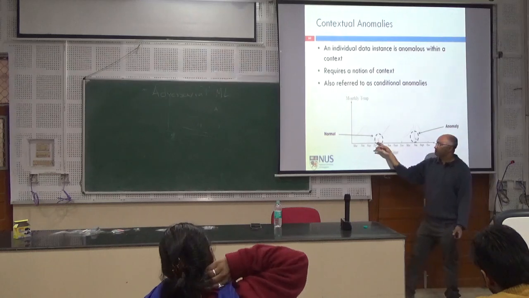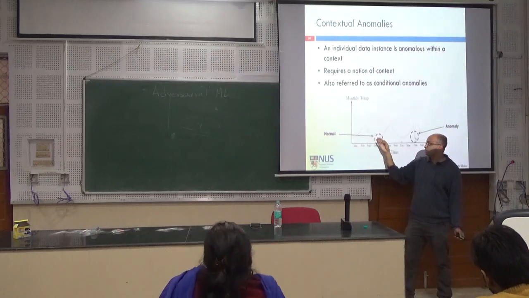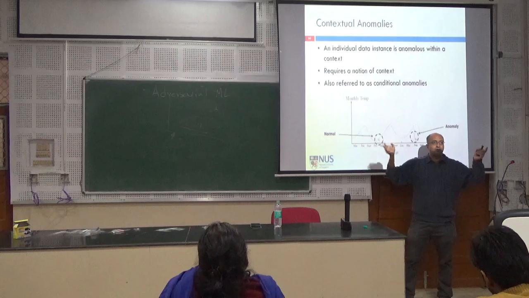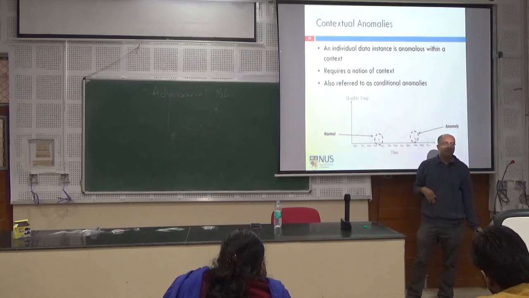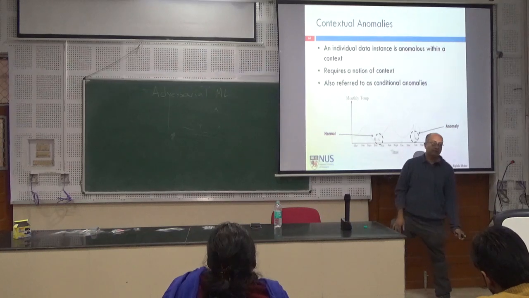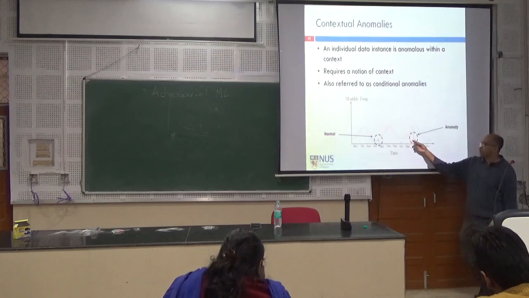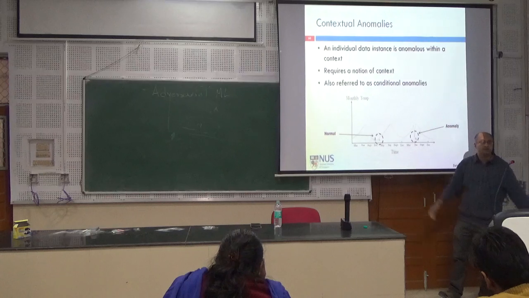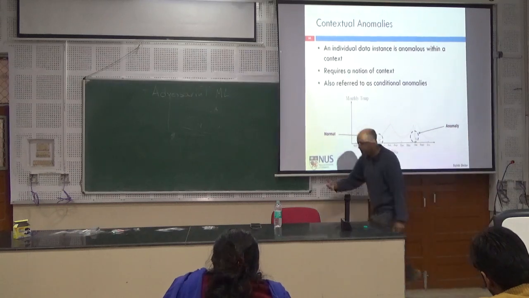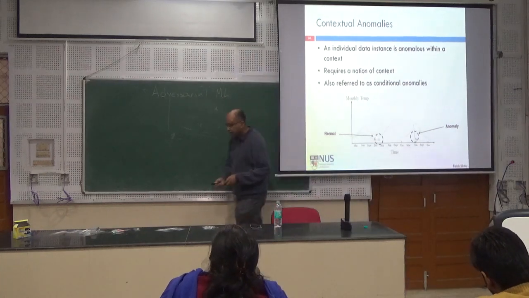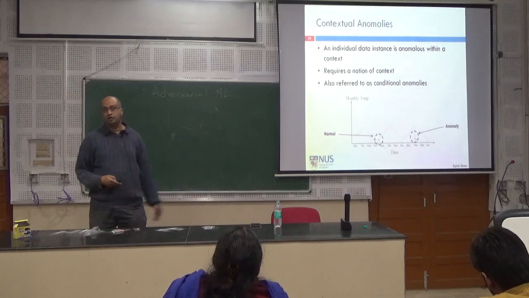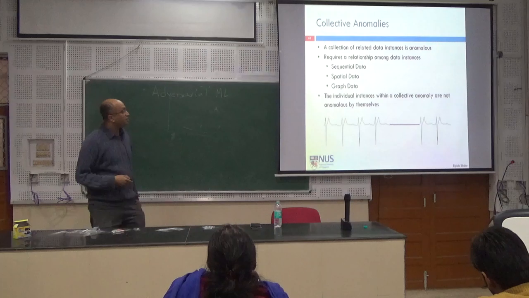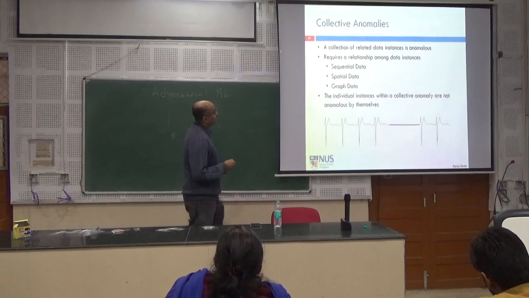But in this case, the temperature is low, but I know that by looking at the rest of the data around it, I know that this is winter. So in the winter, I expect low temperature. In the summer, I don't expect a low temperature like this. So that's contextual. In the context of weather information or time information or seasonal information, that's an anomaly. Okay? Then there could be collective anomalies.